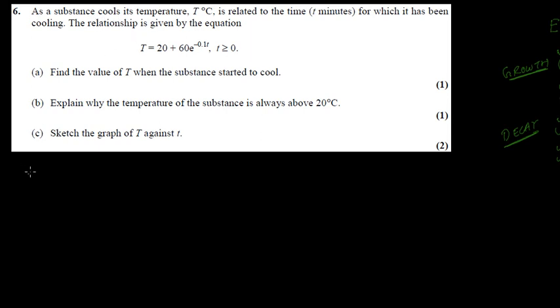So the first question: find the value of t when the substance started to cool. Start means initial, at the beginning. That will be the first question all the time.